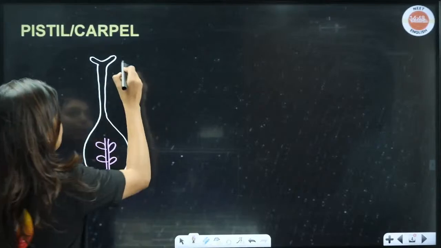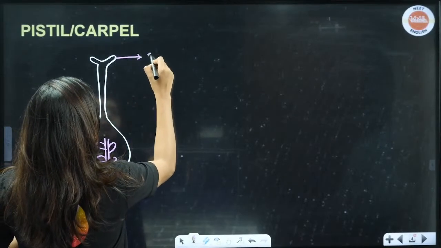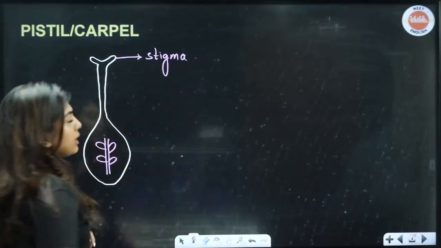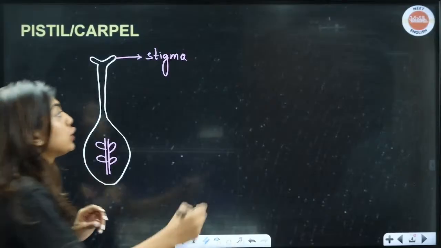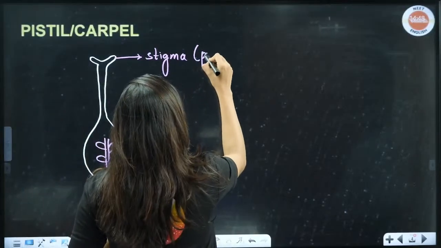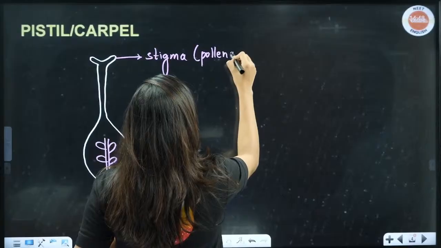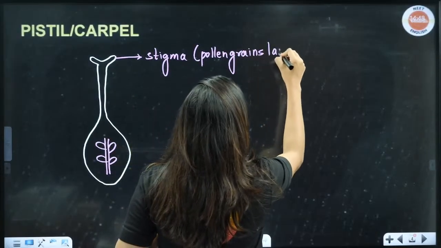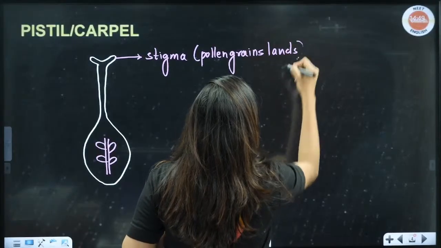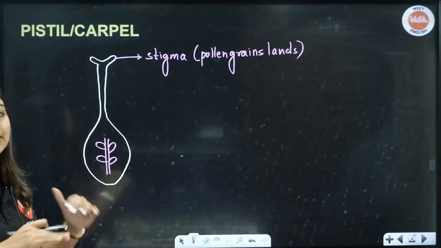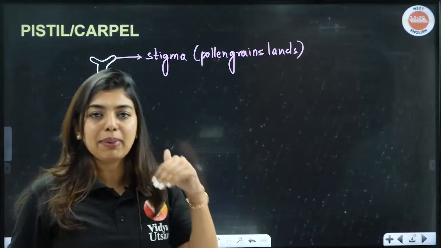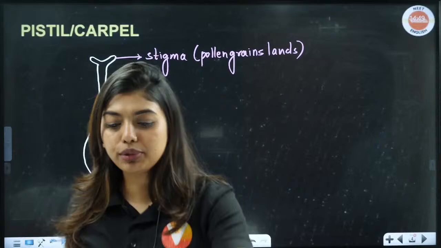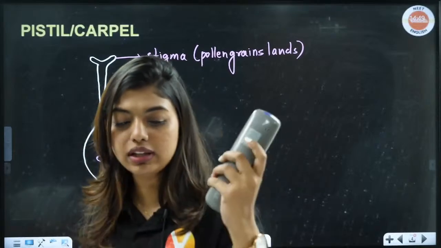So students, for the labels, first you have what? You have the stigma. Stigma is where the pollen grains are going to land. Like we have helipads for landing, similarly the place where the pollen grains are going to come and land is going to be called the stigma.